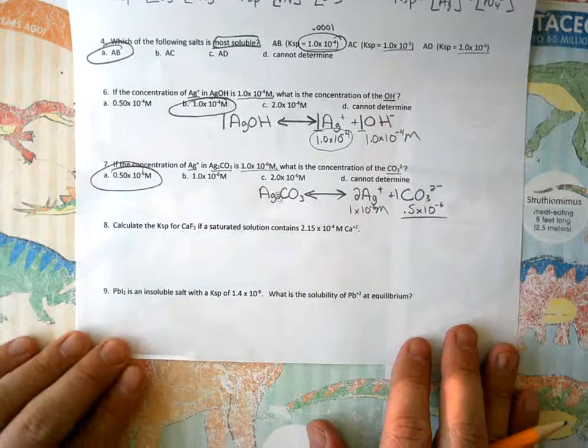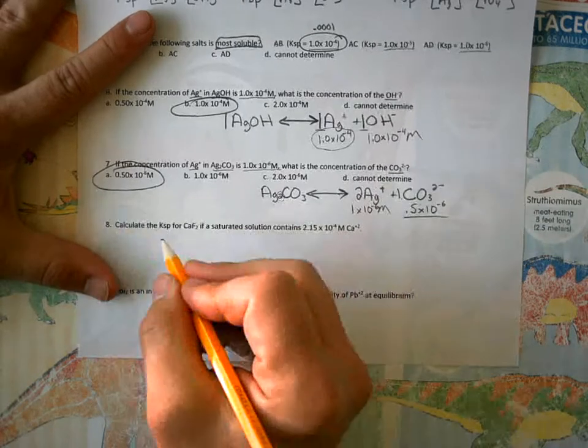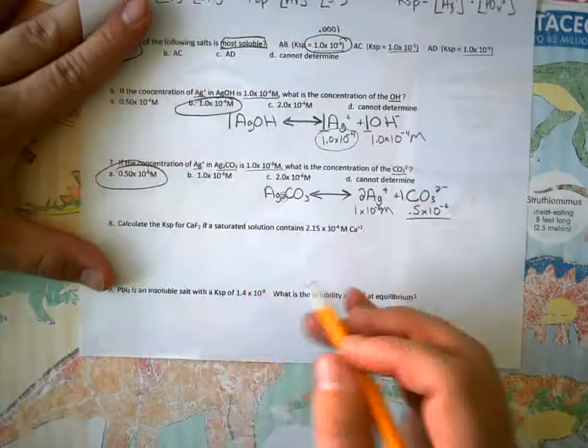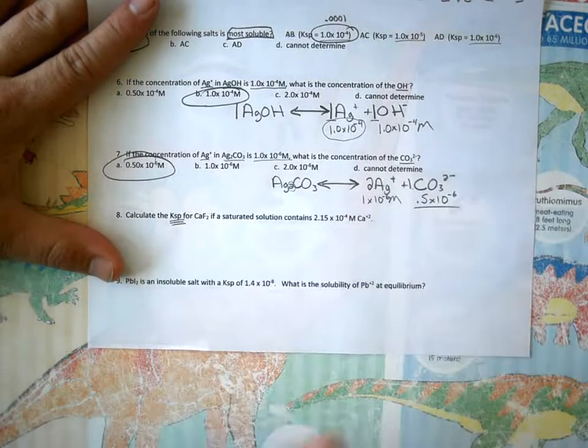Okay, now the last two types of problems we'd be doing with KSP is solving for values. And there's two things. You're either going to be solving for the KSP or you're going to be solving for something called the solubility, and that would represent X. So let's look at this first problem. Let's really try and hone in on what we're trying to solve for. Calculate the KSP. So there we go.